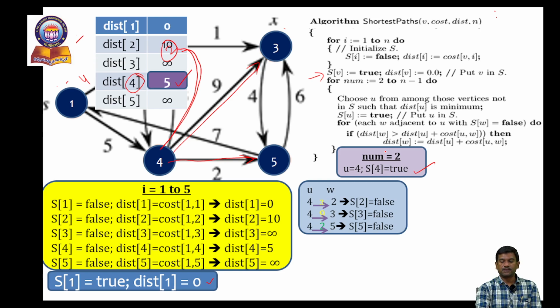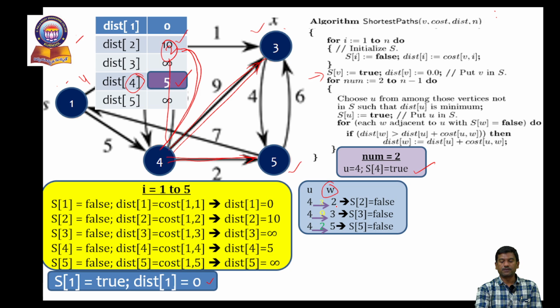So what does this W indicate? W indicates from u, what are the various edges that we can connect. According to this graph, from 4 we can reach 2, from 4 we can reach 3, and from 4 we can reach 5. These vertices, 2, 3, and 5, become the respective values of W, that is the adjacent vertices.